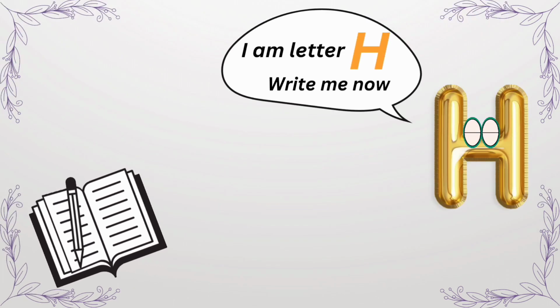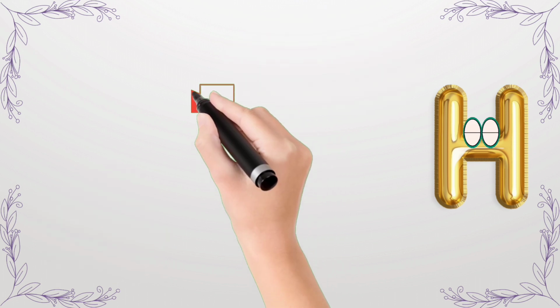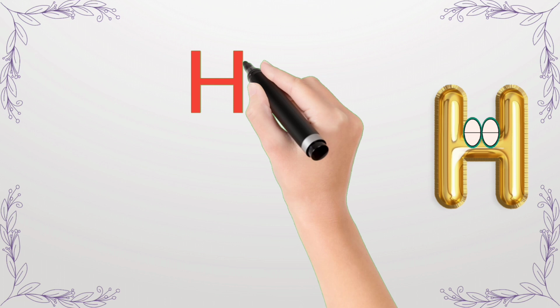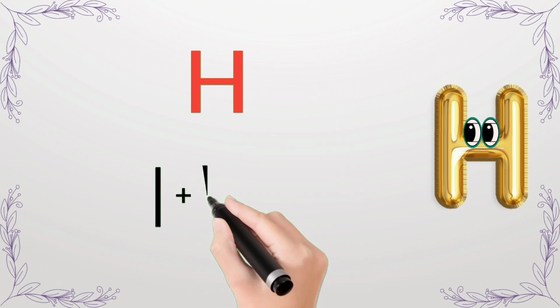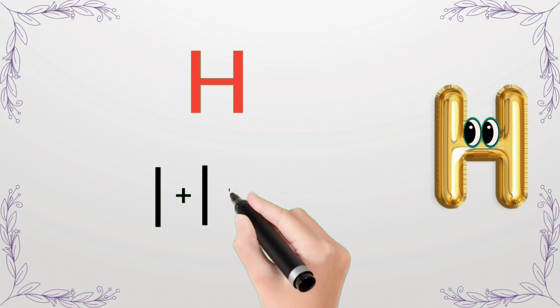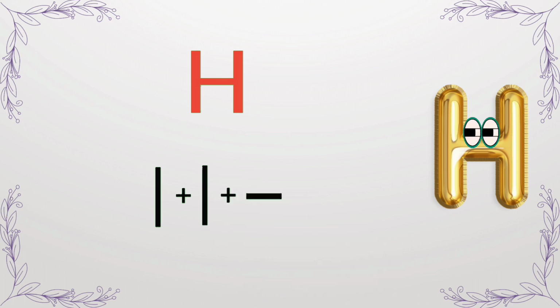I am letter H. Write me now. Straight line down. First, connect middle with a short line. Say H 5 times and write H, H, H, H, H.